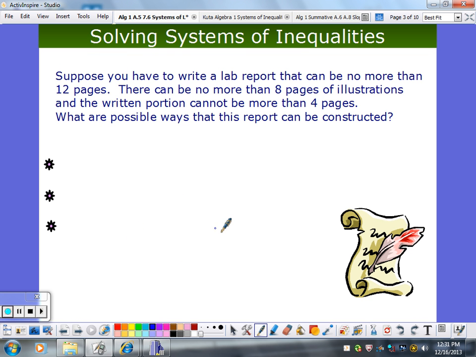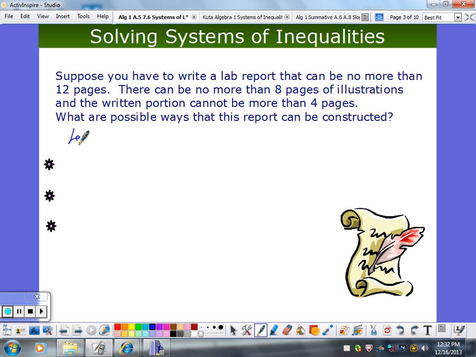Anybody ever have to write a lab report before? Do the science teachers make you do that? So this particular science teacher says some pages are illustrations and some pages are just writing. So you can have no more than 12 pages.